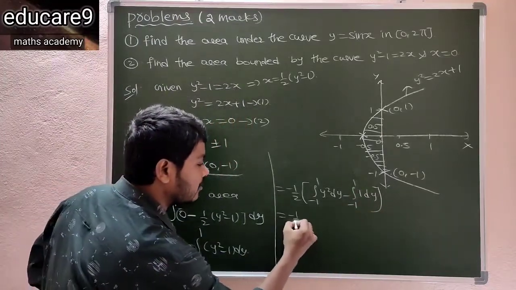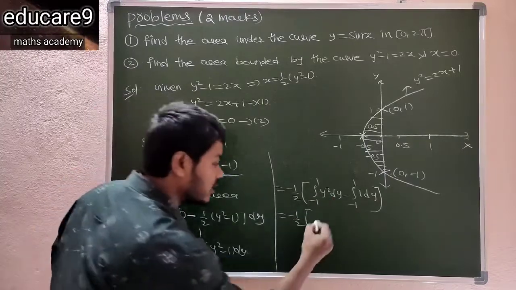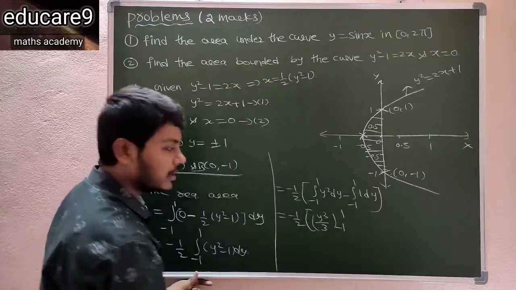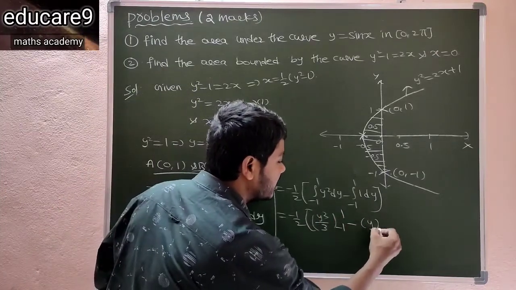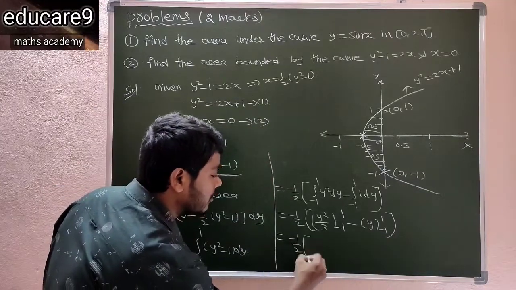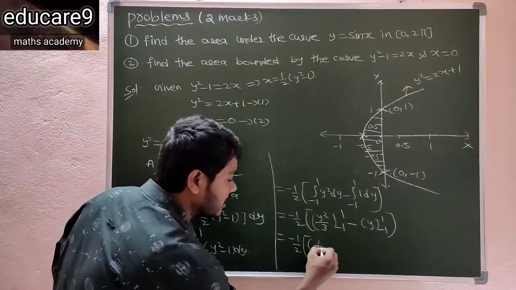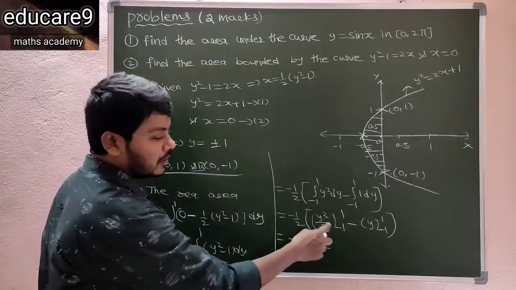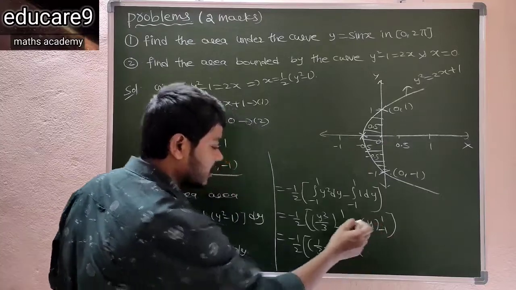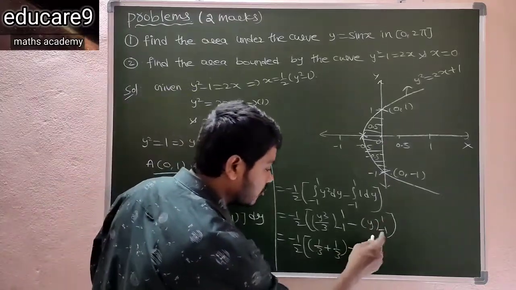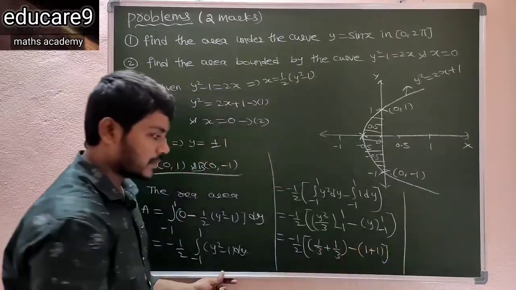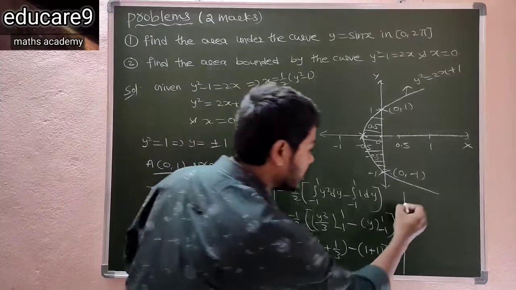So this is minus 1 by 2 into the integration of y², that is y³ by 3 within the limits minus 1 to 1. Integration of 1 dy is y within the limits minus 1 to 1. And this is minus 1 by 2 into, apply the upper limit first, 1 by 3 minus, and for the lower limit you will get plus 1 by 3. Then minus this one, apply the upper limit 1 and lower limit plus 1. So 1 by 3 plus 1 by 3, 2 by 3.